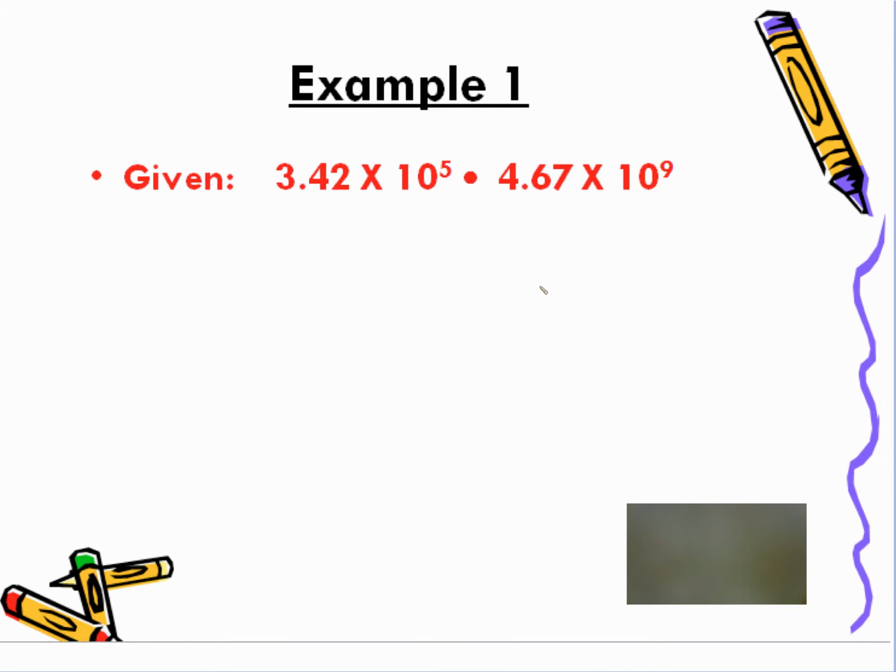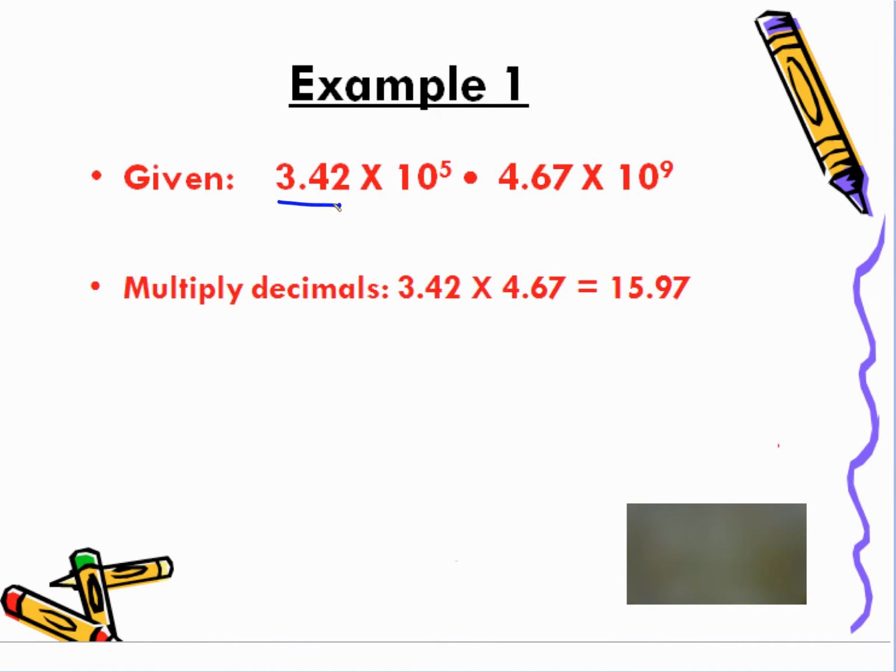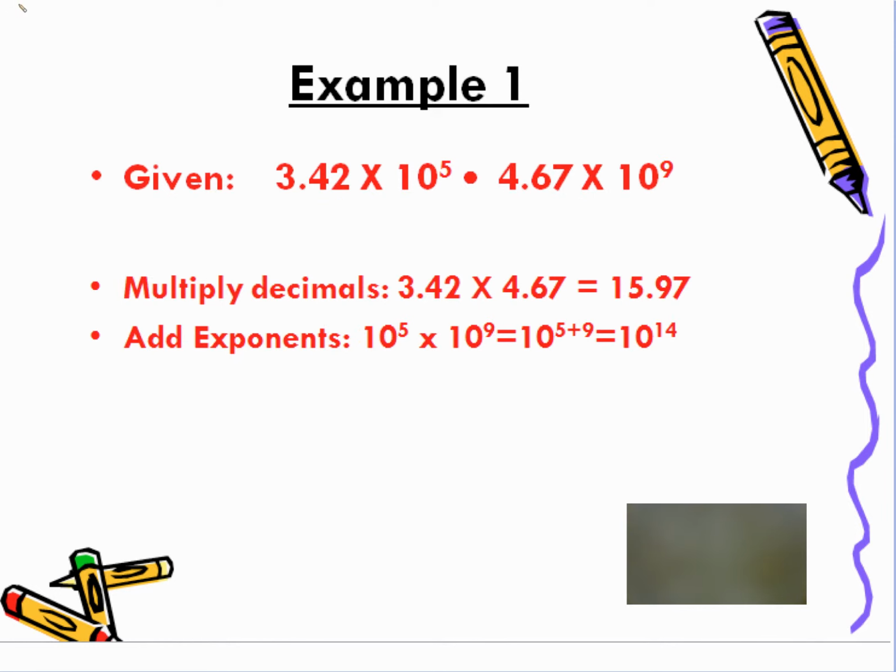So let's take a look at an example. 3.42 times 10 to the 5th times 4.67 times 10 to the 9th. First we want to multiply the decimals, the 3.42 times the 4.67, and that would give us approximately 15.97. Then we add the exponents. So we have 10 to the 5th and 10 to the 9th, and so we would add 5 plus 9 and get 14. So altogether we have 10 to the 14th power.